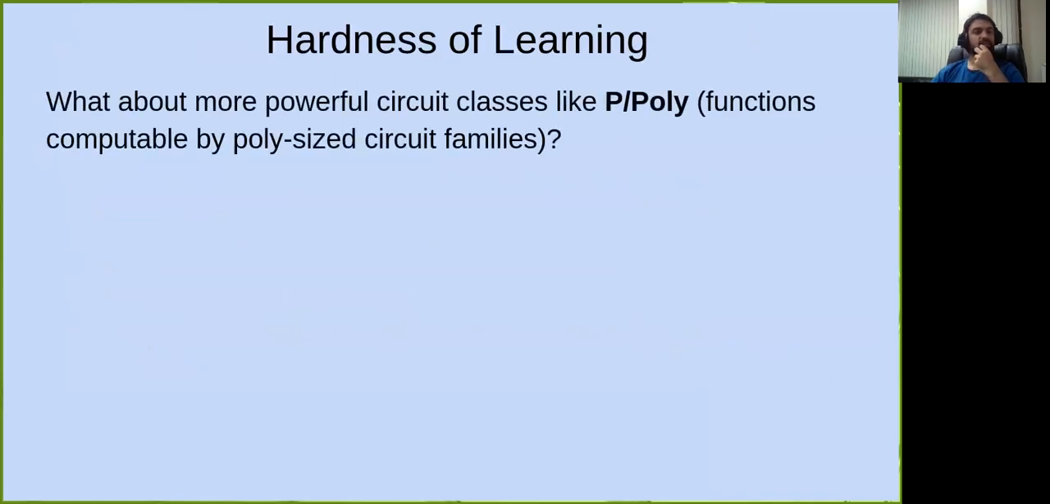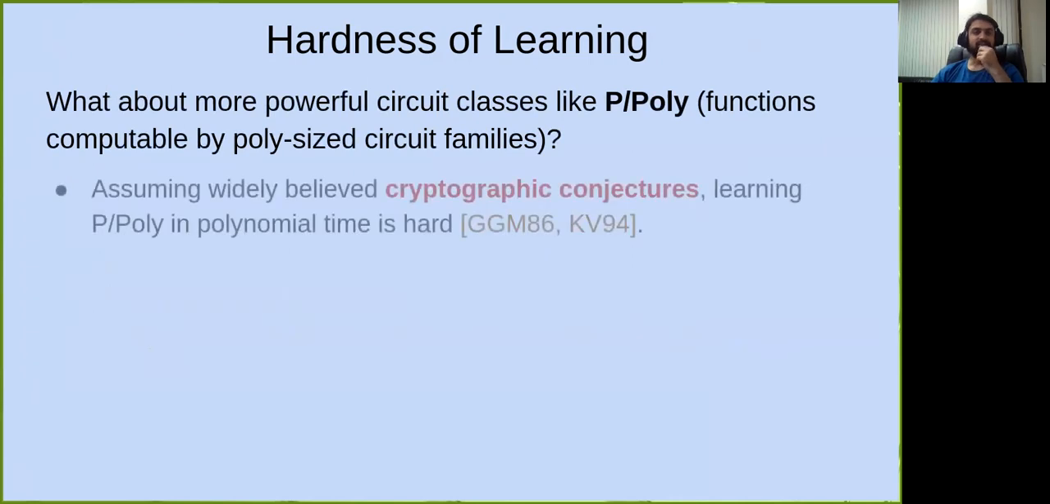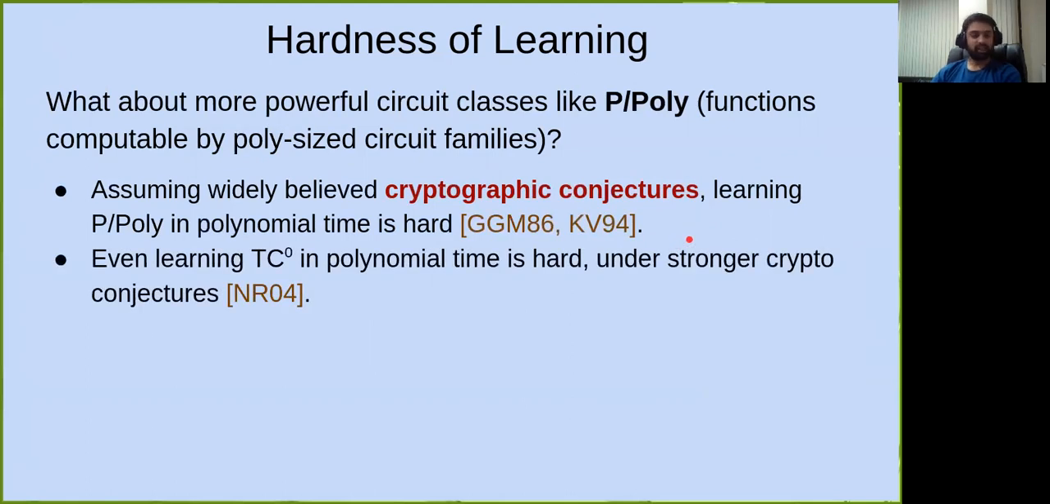On the other hand, more powerful classes like P/poly, which is the class of functions computable by polysize circuit families, are believed to be hard to learn. This is because, assuming widely believed cryptographic conjectures like the existence of one-way functions, learning P/poly in polynomial time is hard. Even learning constant depth circuits with threshold gates, that's TC0, in polynomial time is hard under stronger cryptographic conjectures.